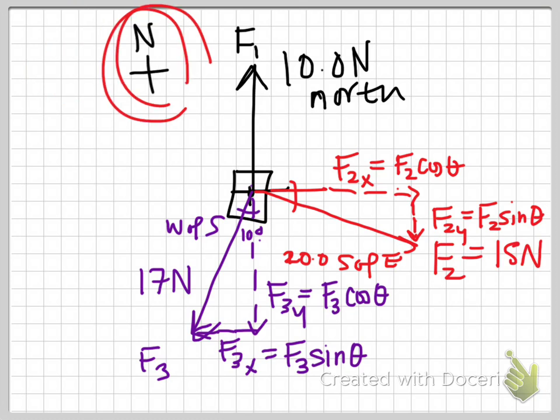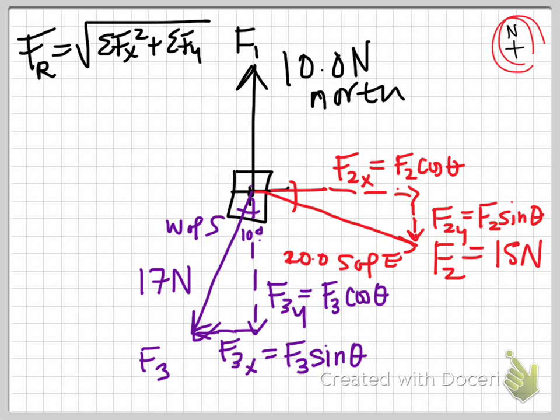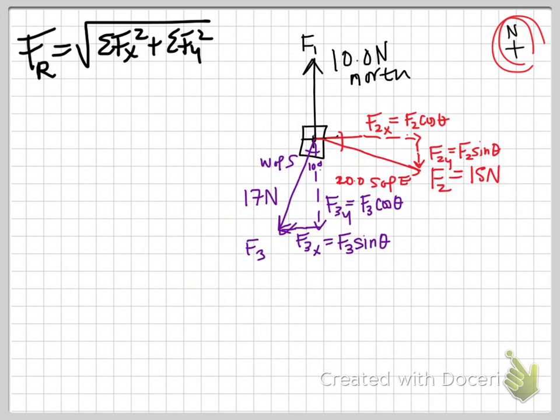Okay. I'm going to do sum of forces. I know that my resultant force, I should say this right off the bat, is going to equal the square root of the sum of forces on the X squared plus the sum of forces on the Y squared. I know that. So now I know I have to find sum of forces on the X, sum of forces on the Y. Well, let me shrink. Okay, I'll finish this and post it.